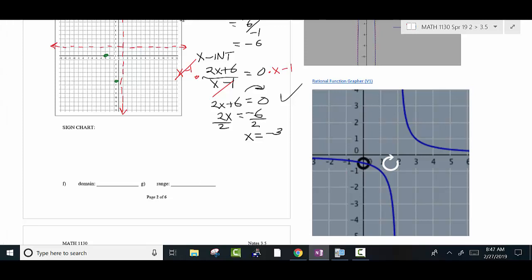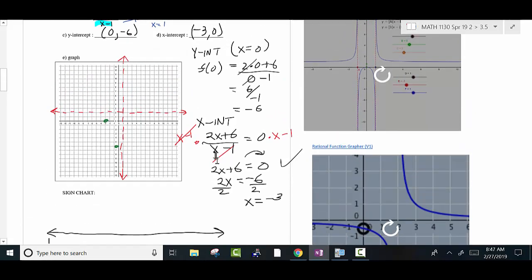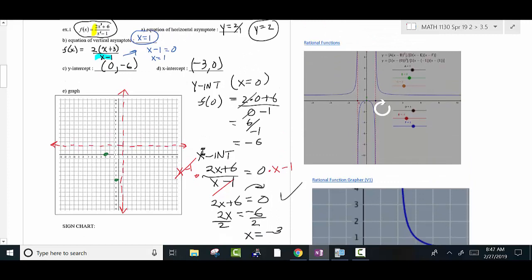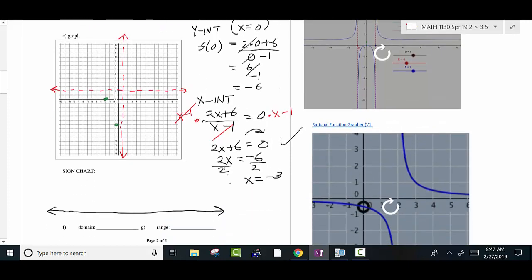So on the sign chart, what I want you to do is just draw a number line. And you're going to do a lot of sign charts in Calc 1. So what you want to do is you want to do the vertical asymptote. What you always do is you locate the vertical asymptote and x-intercept. Okay, so we had a vertical asymptote at 1 and an x-intercept at negative 3. So put a 1 there and put a negative 3 there.